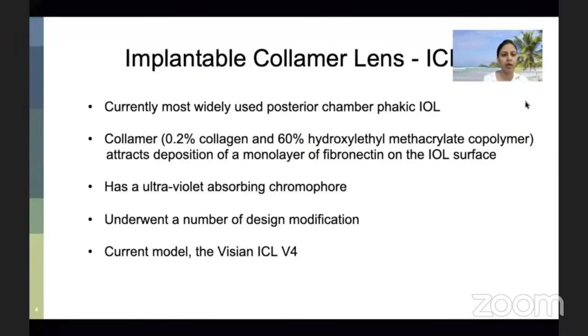The implantable Collamer lens is currently the most widely used posterior chamber phakic IOL. It incorporates a material with increased biocompatibility known as Collamer. This material attracts deposition of a monolayer of fibronectin on the IOL surface that inhibits aqueous protein binding and makes the IOL invisible to the immune system. The lens also has an ultraviolet absorbing chromophore.